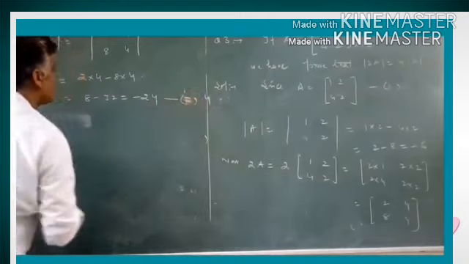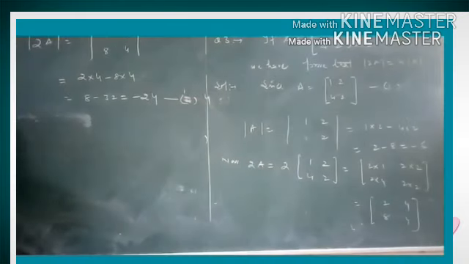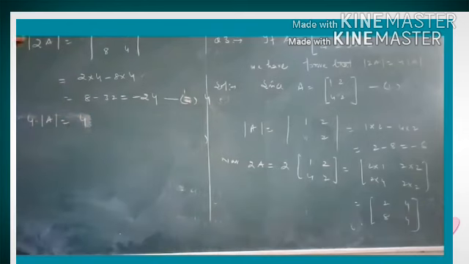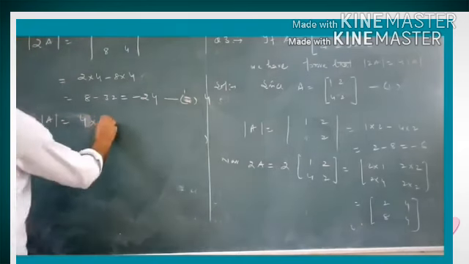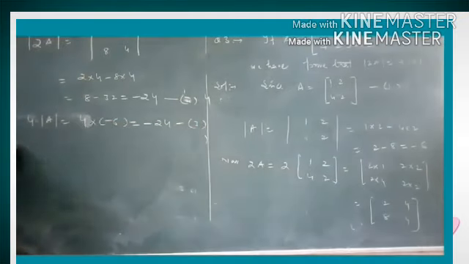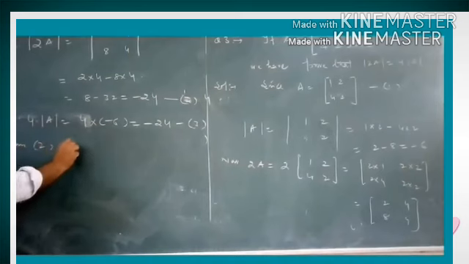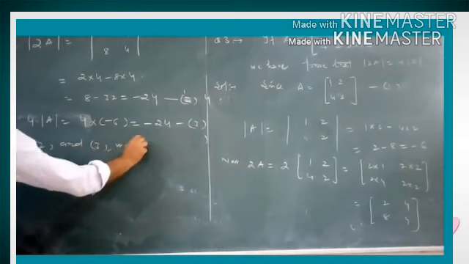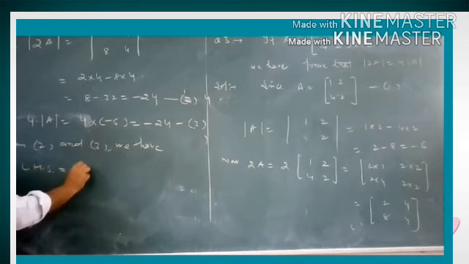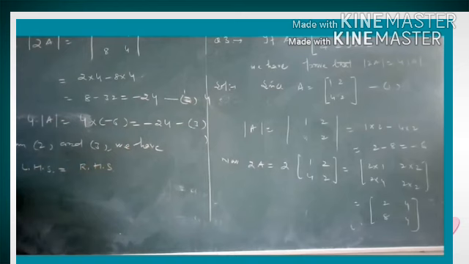On the right hand side, we have 4 into the determinant of A. 4 into the determinant of A is equal to 4 into -6, that is -24. Now we see that the left hand side is equal to the right hand side. Therefore, the determinant of 2A is equal to 4 times the determinant of A.